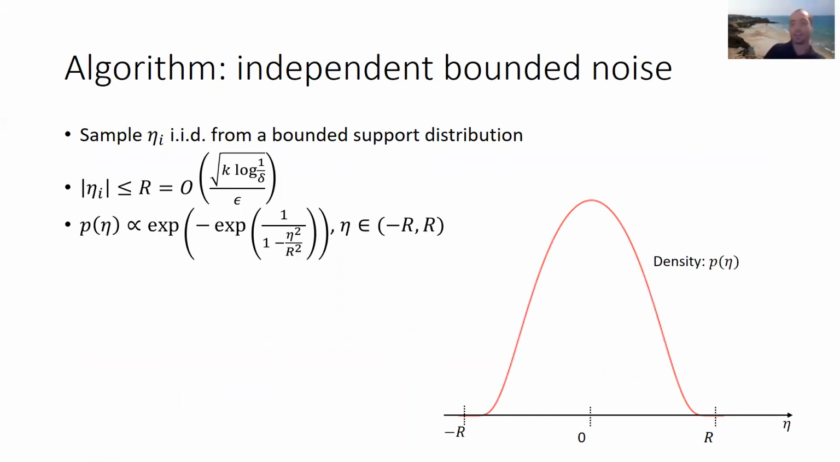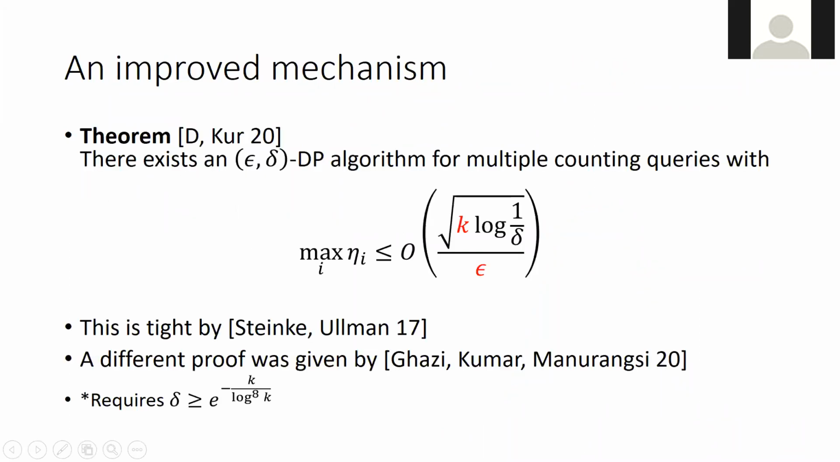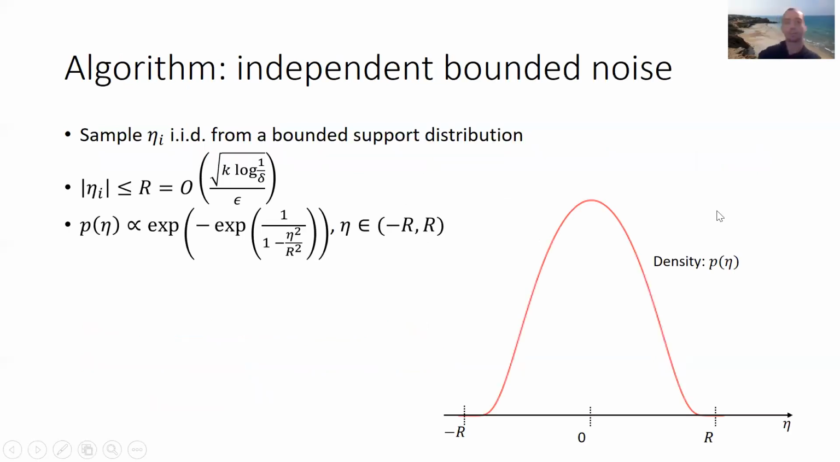Because do you mean you chop off the error at some maximum, like the noise has to be chopped off at some bounded magnitude for this to be with probability one? Yeah, so what you do, you add the bounded noise in each coordinate. You draw the noise from some bounded support distribution, and then it will always be bounded because it's just bounded. I see. Yeah, that's very interesting. So, thanks.